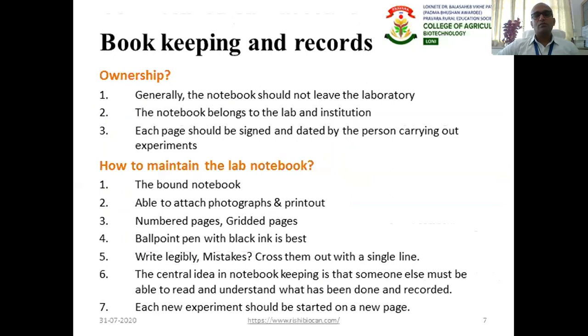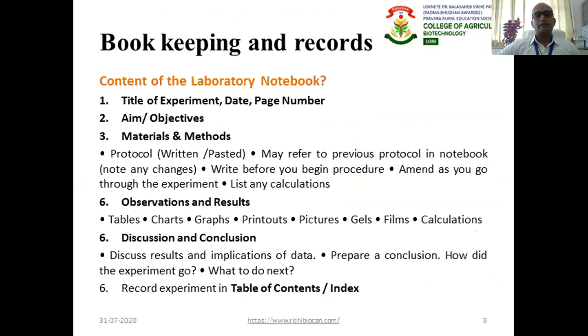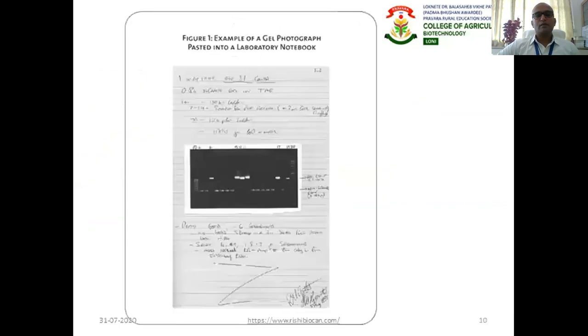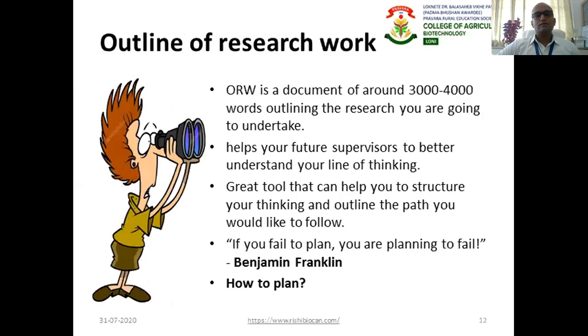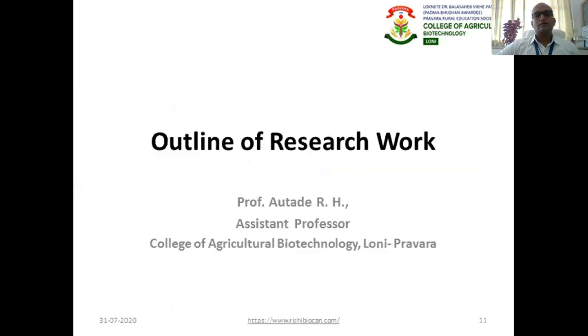Then we saw who is the owner of that particular lab record, and how to maintain it. At last we saw what should be the content of a laboratory notebook and how it should look. Then we saw one example of a lab diary. So this was the last lecture's review. Now in this lecture we are going to start with the outline of research work.